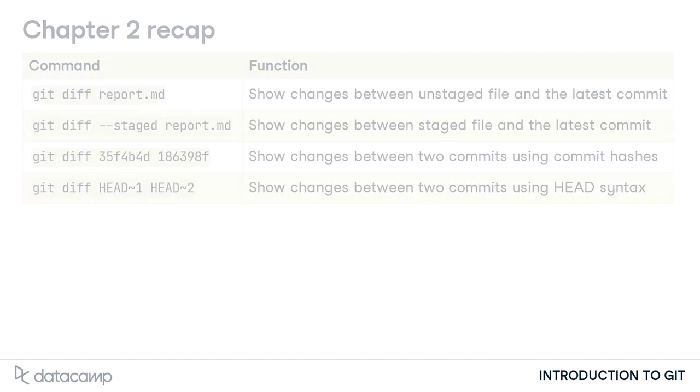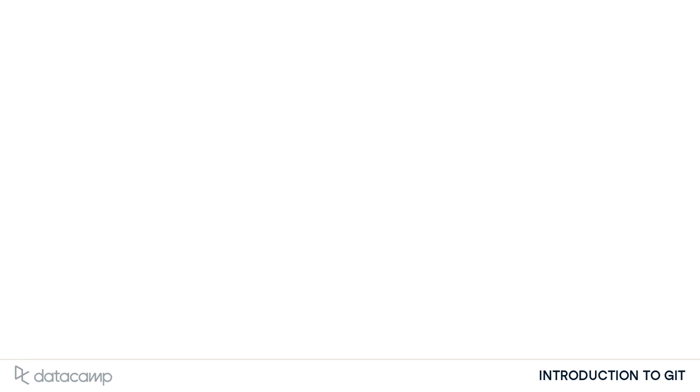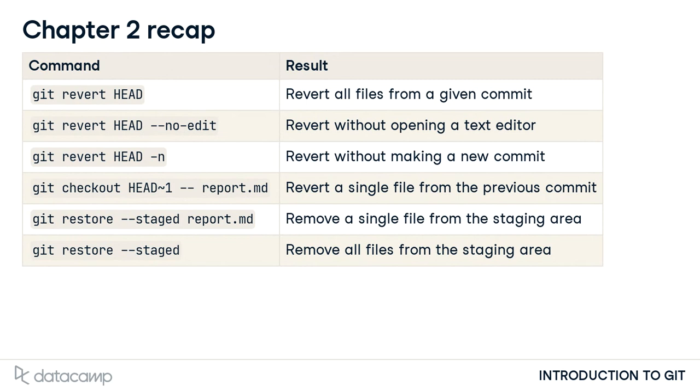commit. You progressed to comparing the state of files between different commits and the staging area using commit hashes and head syntax. You ended by taking things up a notch, reverting and restoring files to previous states, which is essential in case mistakes are made.